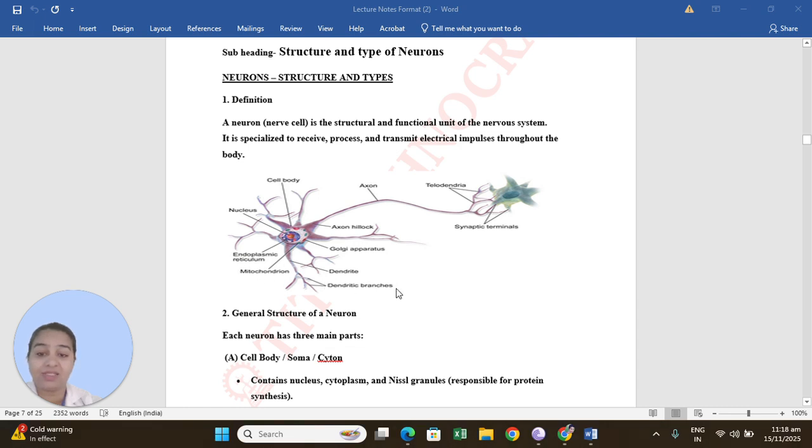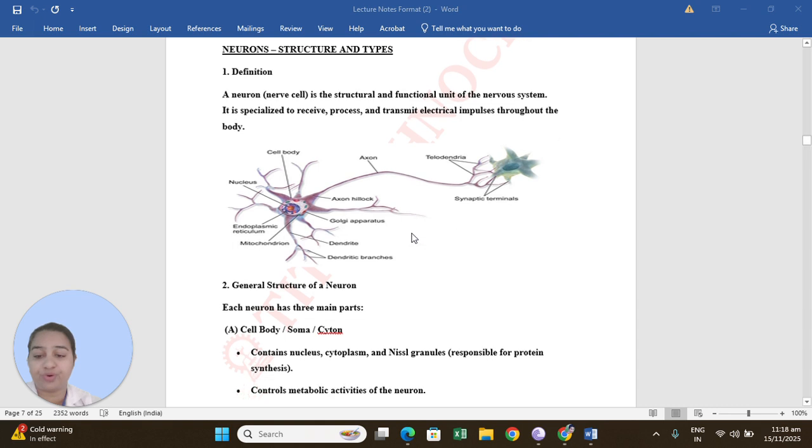So let's understand the structure of the neuron. This is the neuron. This is the cell body. This is the thin line here. You can see this is the axon. This is the cell body. The cell body has the nucleus, a very large nucleus, and the Golgi apparatus. These small finger-like projections you see are dendrites. There are also mitochondria, endoplasmic reticulum, etc. On the other end, we can see the synaptic terminal and telodendria. So this is the structure of a neuron.